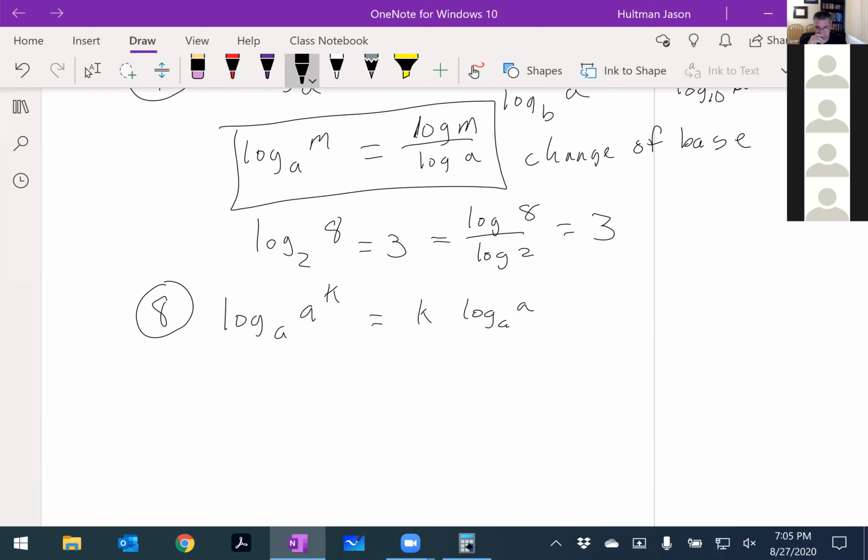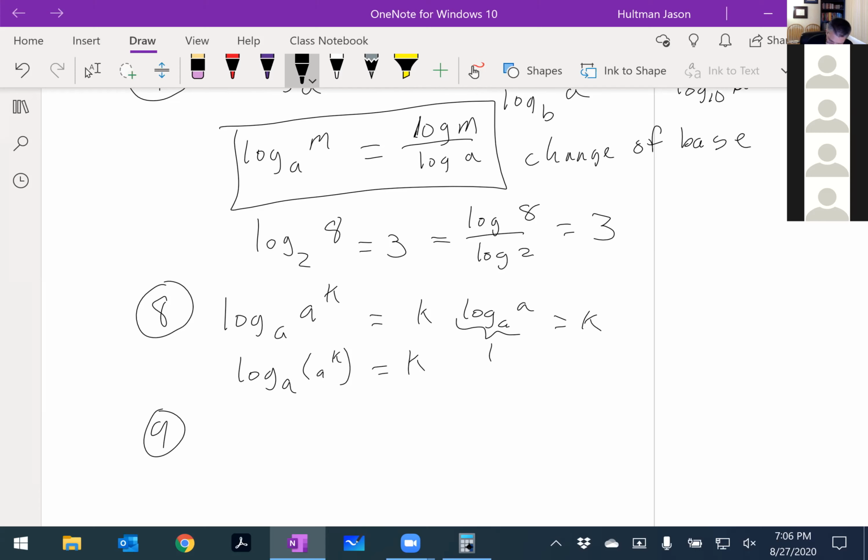It was 1. Yeah, it should be 1. Log base a of a is asking a to the what power is a? 1. So this is just k times 1, which is k. So log base a of a to the kth power is equal to k. Okay, so they undo each other.